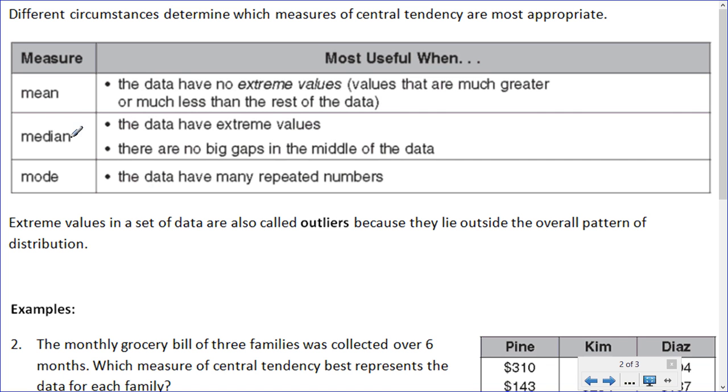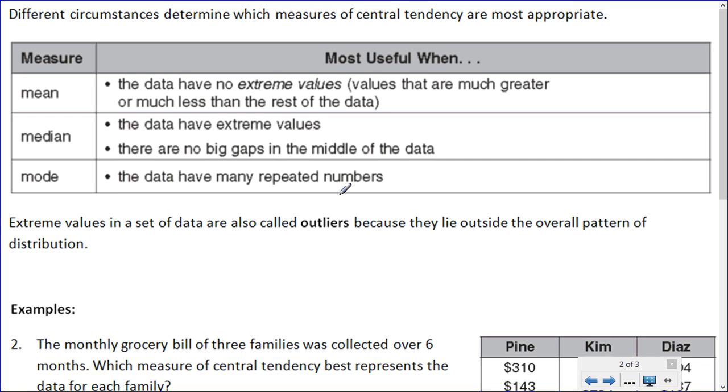But you want to make sure you're not using the median when there are big gaps in the middle of the data because then that median won't really represent the data very well. So you want data that's kind of all around the same area, and extreme values would be okay, but no gaps in the middle. The mode is useful when the data has many repeated numbers.